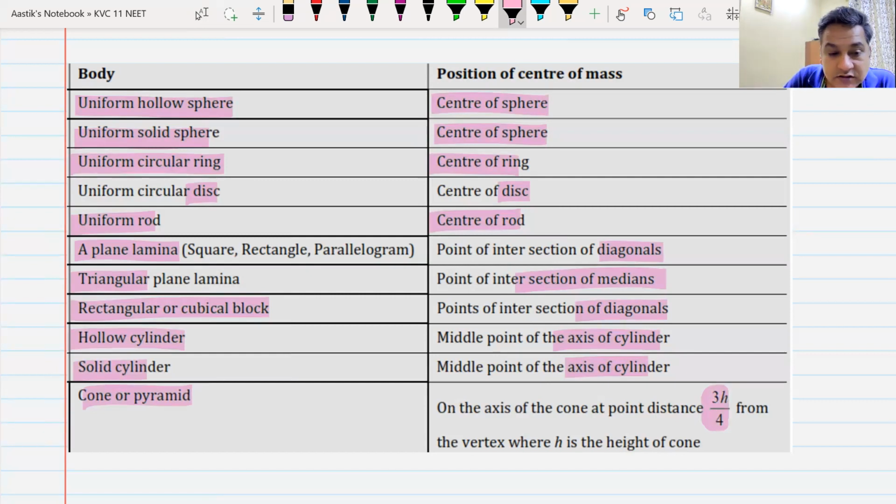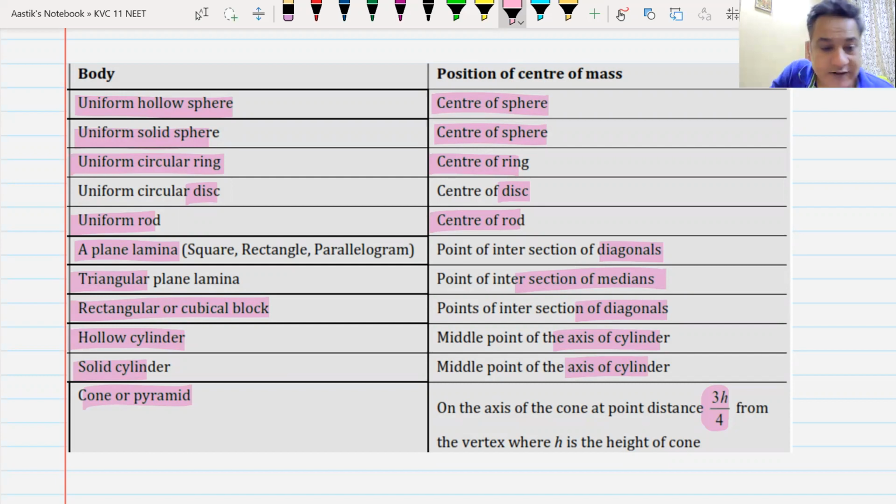So I'll give you 2 minutes to note this down. Note down this table. 2 minutes you have. So I think you have noted this down. Basically, you might not get a question on this in your NEET exam. This is just for your information. If a question comes, you should be able to write this.